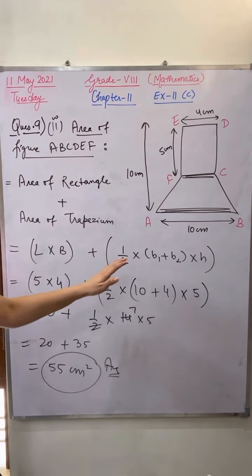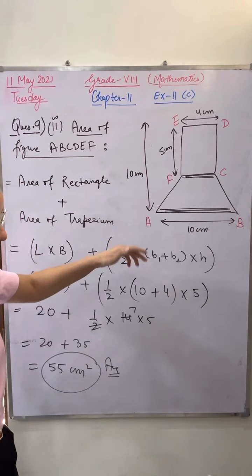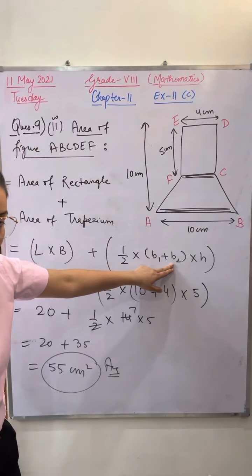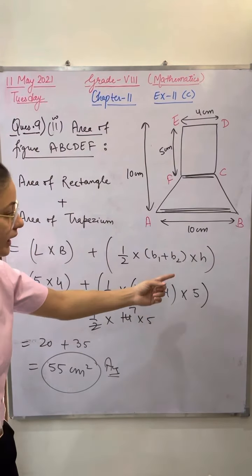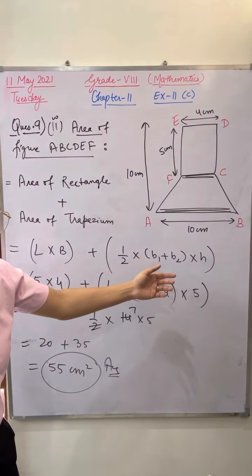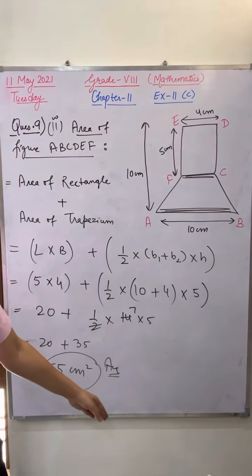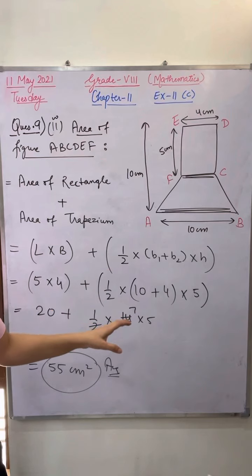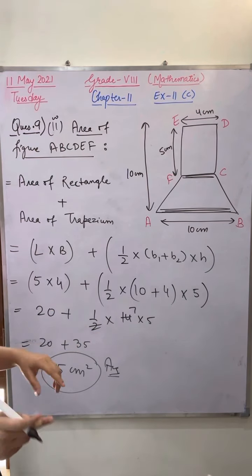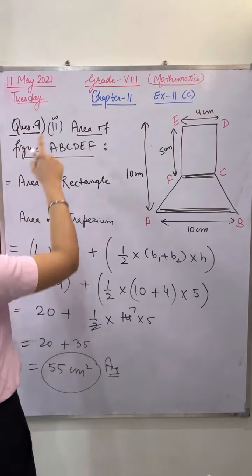If anything is not given, just see how to find it. Suppose in the last question B2 was not given. You have to see how we can take out B2, how we can take out that side. And that is absolutely possible with the shapes. Now the third part is your homework.